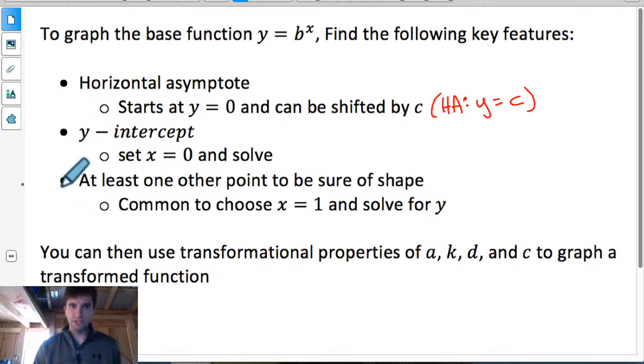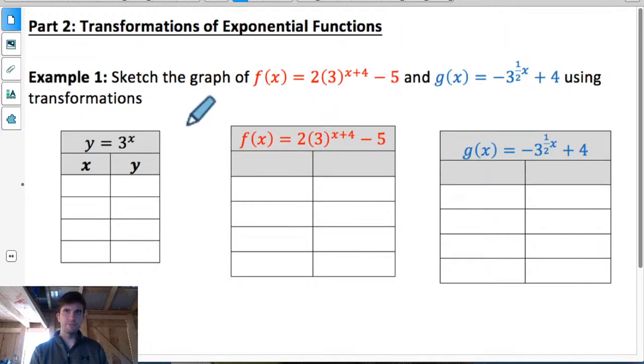When we're graphing these transformed functions, we're always going to graph the horizontal asymptote, the y-intercept, and at least one other point. We'll do two other points. And the y-intercept occurs when x is 0. So what we're going to do in our table when we do a transformation of an exponential function, we're going to choose an x value of 0, and then also negative 1 and 1. And that'll give us a good shape of the graph. So let's do an example.